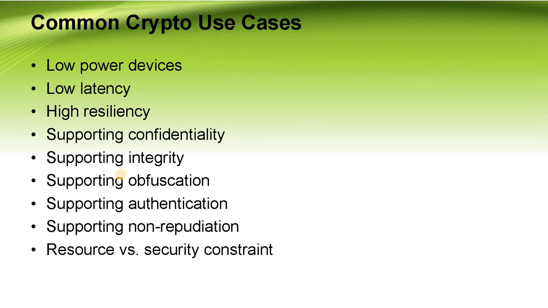Support integrity. Integrity of data is needed in scenarios such as during transfer. Integrity can demonstrate that data has not been altered. The use of a message authentication code, MAC, supported by a hash function is an example of a cryptographic service supporting integrity.